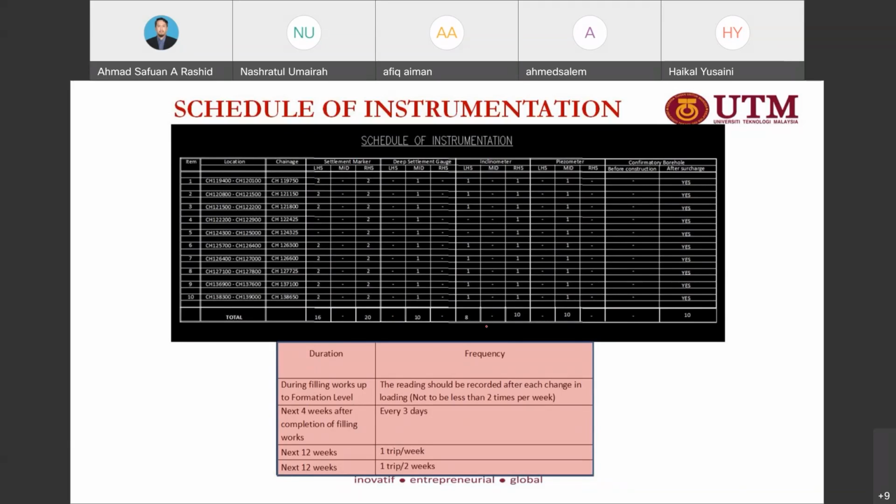So the filling process is the most important, so we should have very frequent data collection. It will be reduced after the filling is completed. Then for the next 12 weeks, 1 trip per week, and for the next 12 weeks after that, 1 trip every 2 weeks.